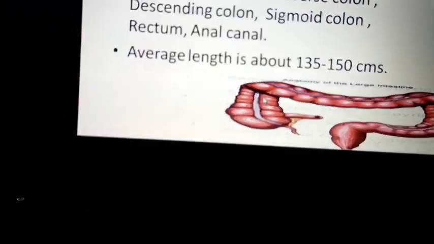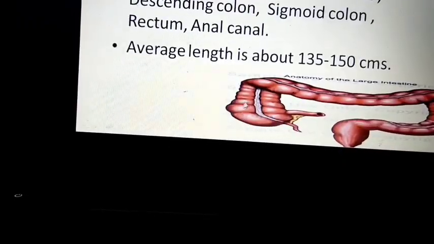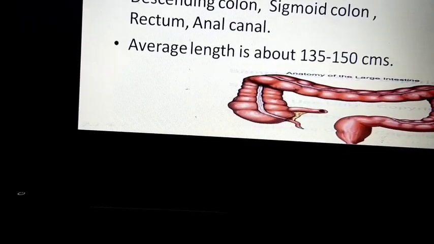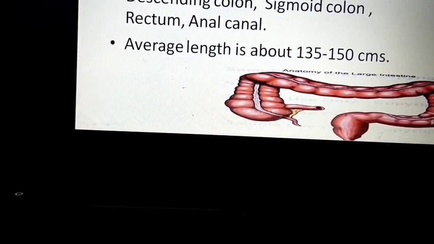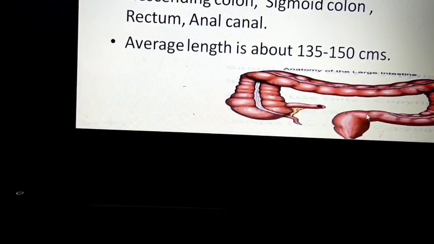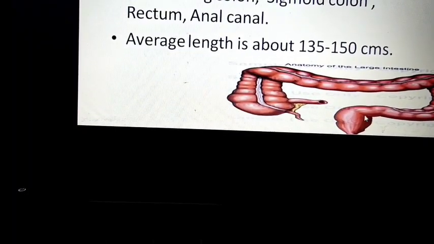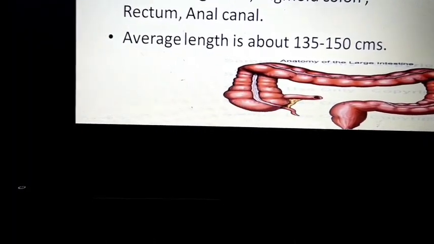This is the ascending colon. This is the cecum. This is the transverse colon. It is called transverse because it lies transversely. And this is the descending colon, this is the sigmoid colon, this is the rectum, and this is the anus.